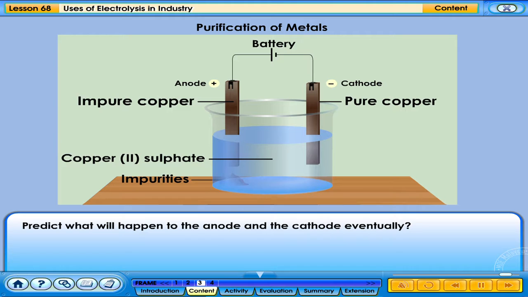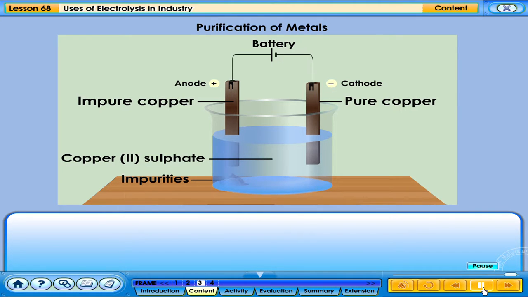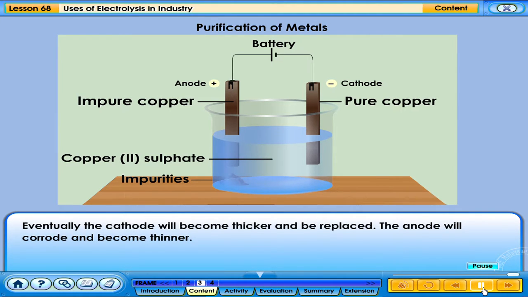Predict what will happen to the anode and the cathode eventually. Eventually, the cathode will become thicker and be replaced. The anode will corrode and become thinner.